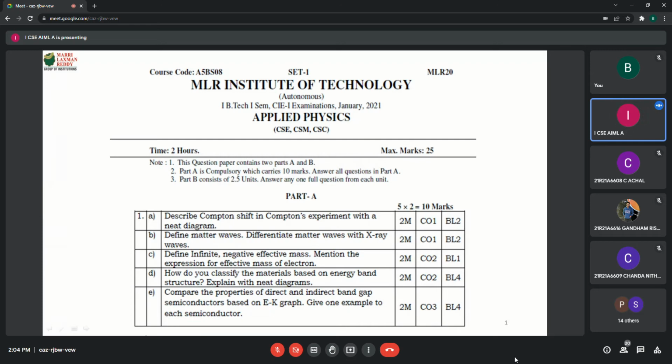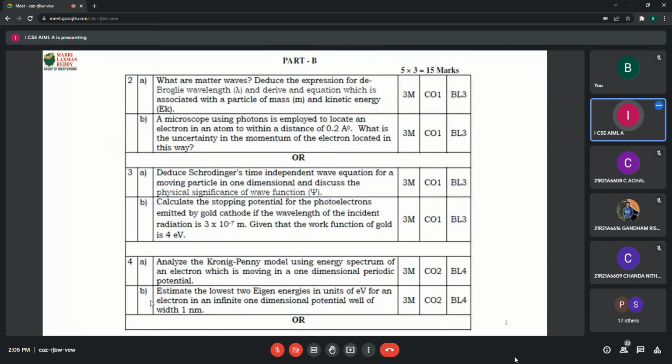Compare the properties of direct and indirect band gap semiconductors based on the E-K graph. And also some extension is given: give one example for each semiconductor, direct and indirect band gap. Properties based on a graph, and one example for each type of semiconductor. This is for 2 marks, and this question can be expected as under the 1E.